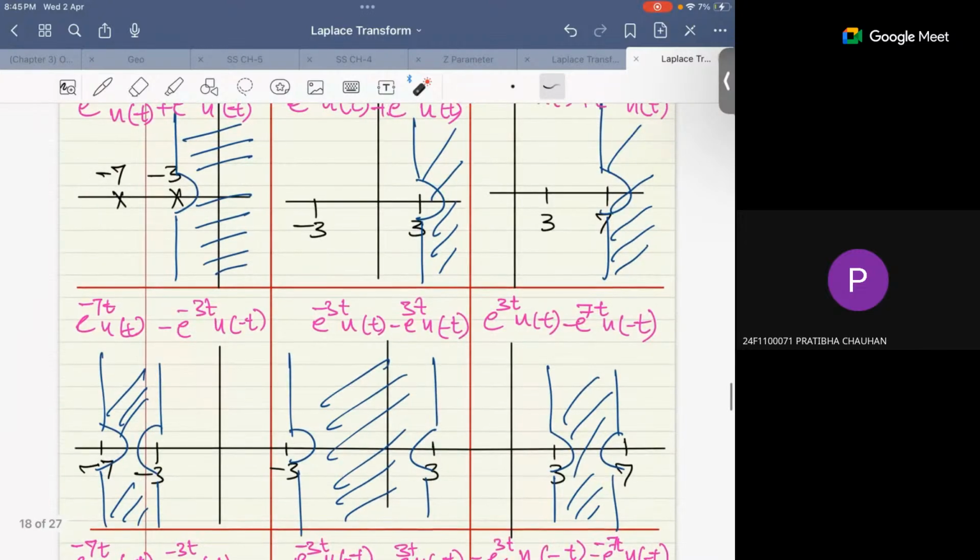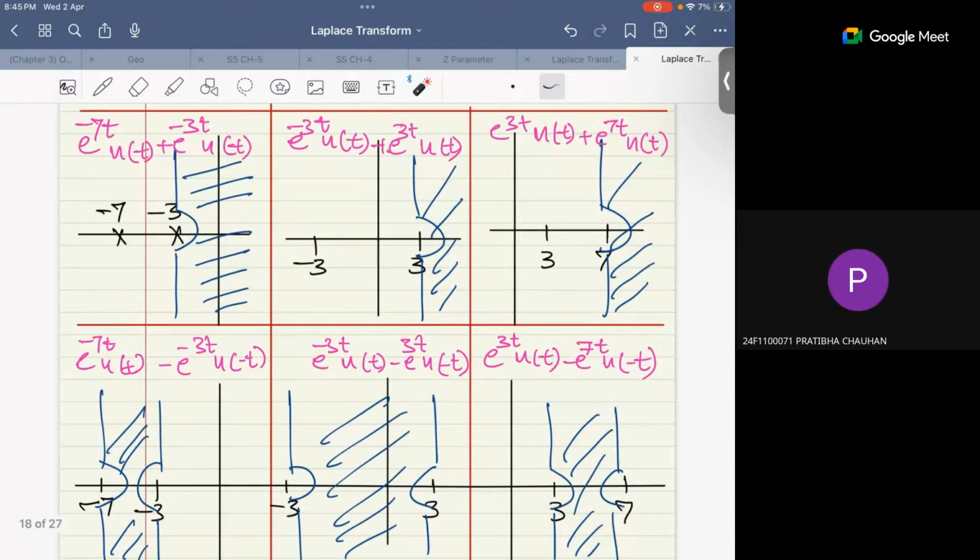The first thing is, you can see in the first three diagrams that the ROCs are on the right-hand side. The ROC is generally to the right of the rightmost pole. Here the rightmost pole is minus 3, here it's 3, and here it is 7.